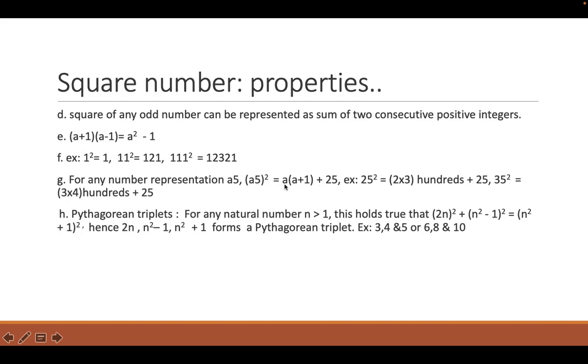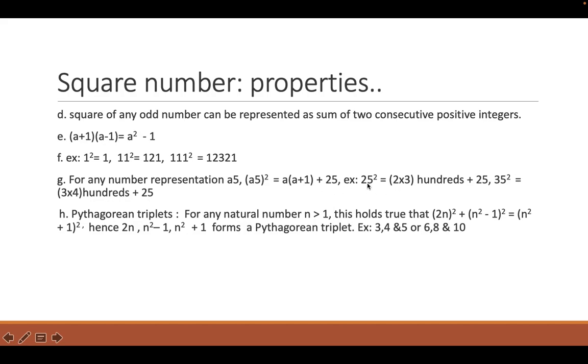So if the previous digit is, say, 2, then this would be 2 times (2 plus 1), which is 6. Now, this plus sign is wrong, it should be 625. So 25 square is 625.